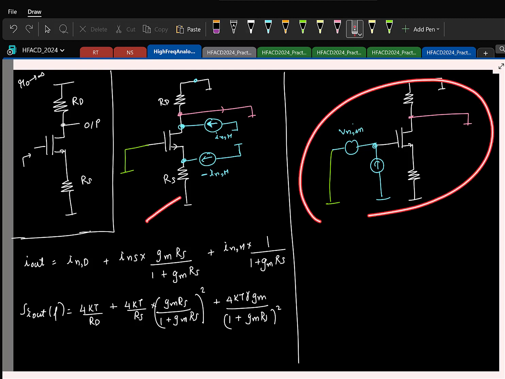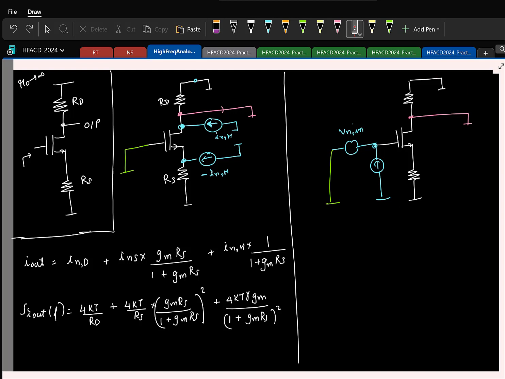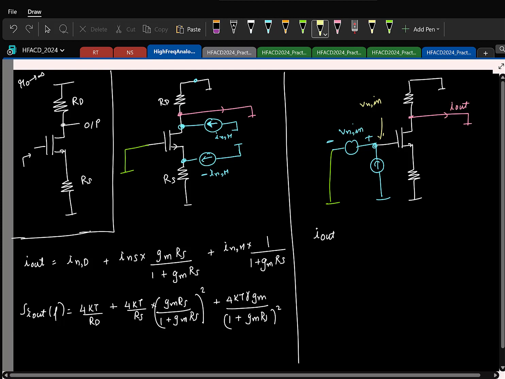So now let's come to this guy. So the gate voltage is what? If I call the polarity as minus plus, the gate voltage is Vn. Now tell me, what is the small signal short circuit current? What is I_out, do you think? Yeah, how do you say that? Because the source voltage, it's like a source follower.